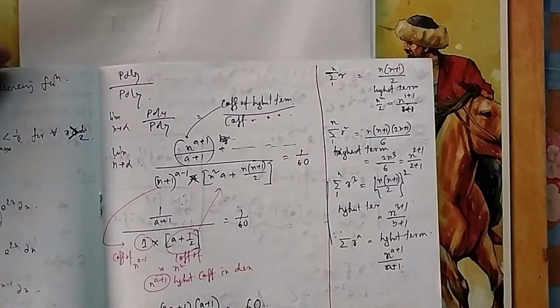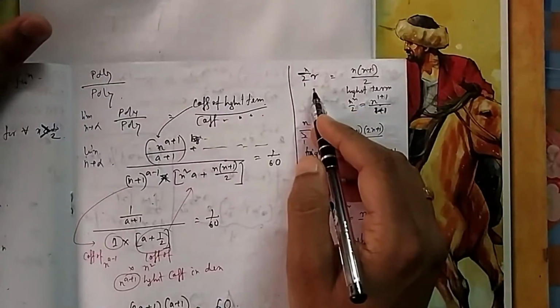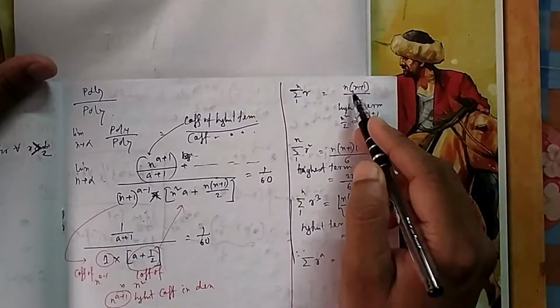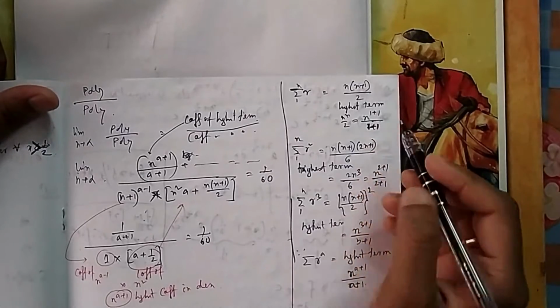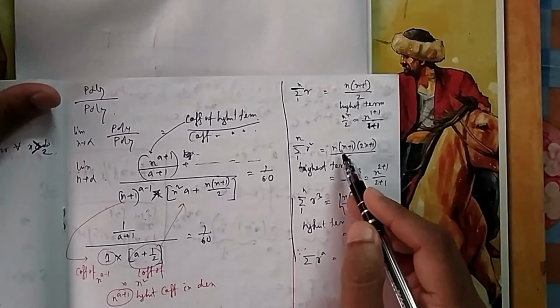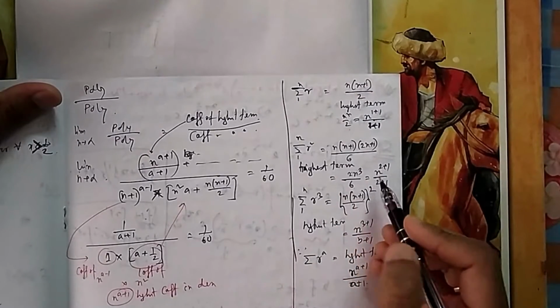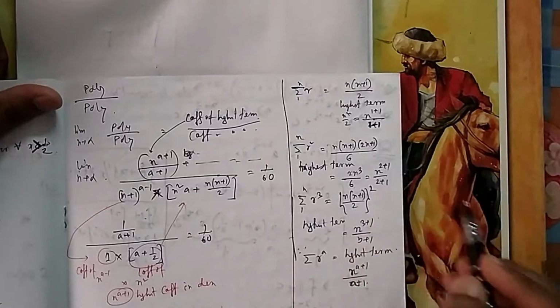Now what is the coefficient of the highest term of the summation of r to the power a? You see, summation of r. What is summation of r? n into n plus 1 by 2. The highest term is n square by 2, which is n to the power 1 plus 1 by 1 plus 1. Now summation r square, that is 1 square, 2 square, 3 square, so this is this formula. The highest term is 2n cube by 6, which if you cancel out is n cube by 3, that is n to the power 2 plus 1 by 2 plus 1.